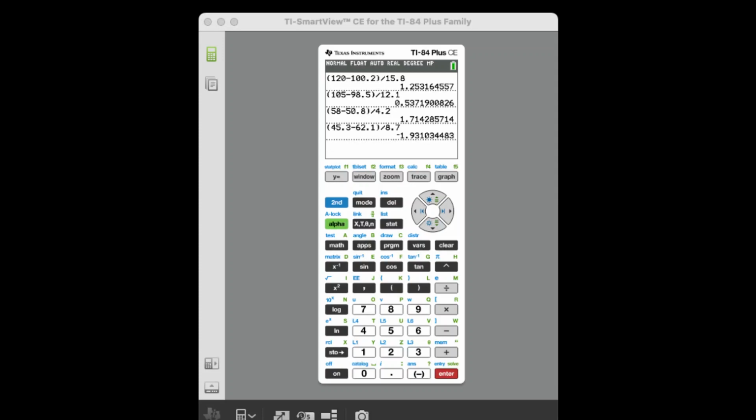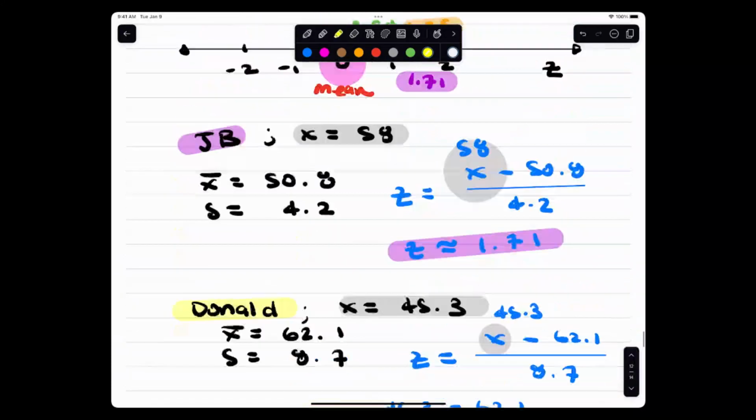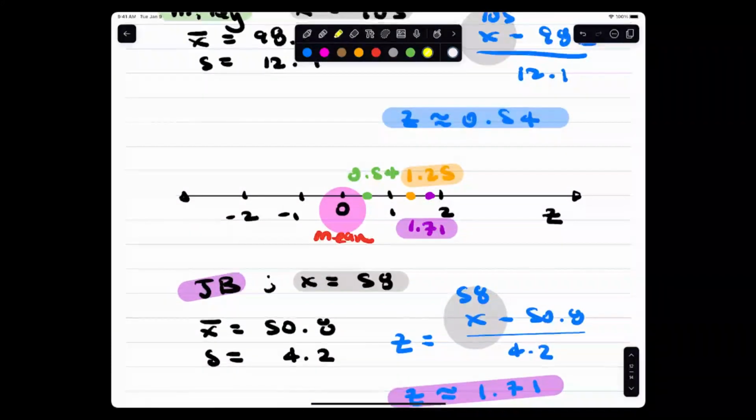So let's get our yellow highlighter. Okay, where is Donald at then? It's below 0. Is it past negative 2? No. This is where negative 1.93 would be. Boy, you can't even see it. I can't see it, but sort of see it. Can you guys sort of see it?